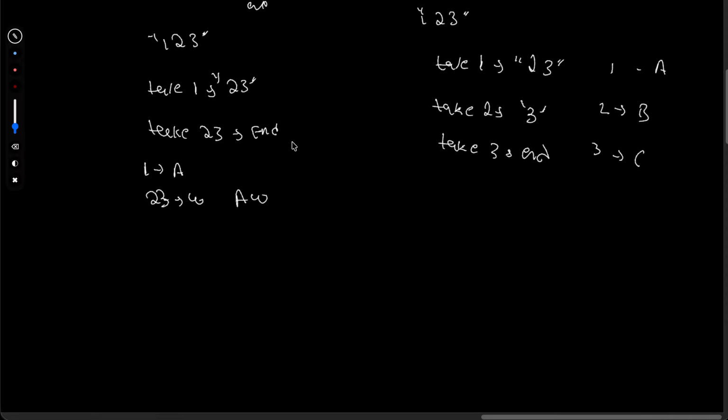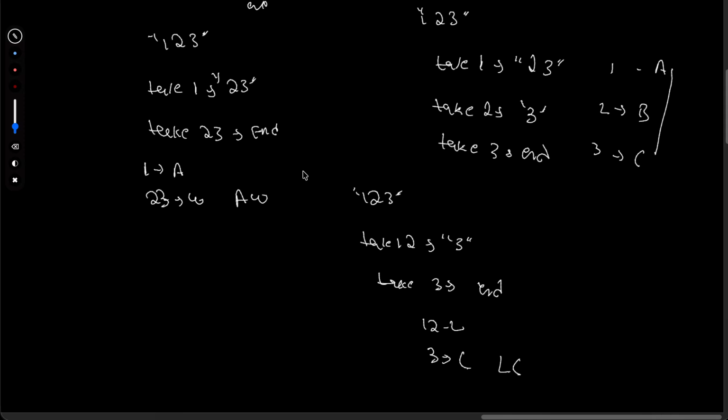Okay, in part 3, 1 2 3, if we take 12 and the remaining is 3, if we take 3, it was the end. So 12 is L and 3 is C, so the result is L and C. Okay, so in total we have ABC, AW and LC, so there are a total of 3 ways, so the answer is 3.